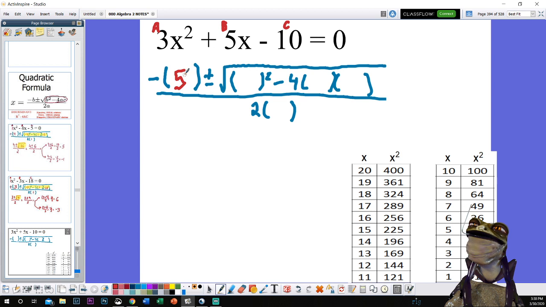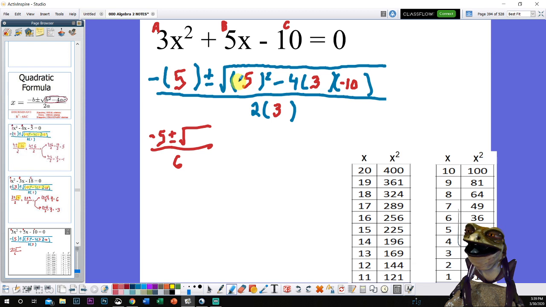B, this time is positive 5, so I just plop a 5 there. B, A, C, and A. Next, I'm going to copy that negative 5, my plus or minus, and on the bottom, 2 times 3 is 6. Over here, I put my square root. Now I need to bust out the calculator, and I'm going to type all of this into the calculator. Remember, we're typing it with no square root. So that's going to be 5 squared minus 4 times 3 times negative 10. Remember to put those parentheses there. They're not just there for decoration. They're there to help you.